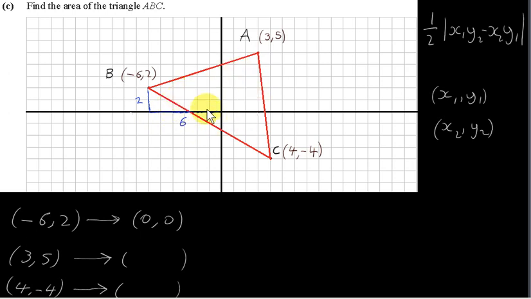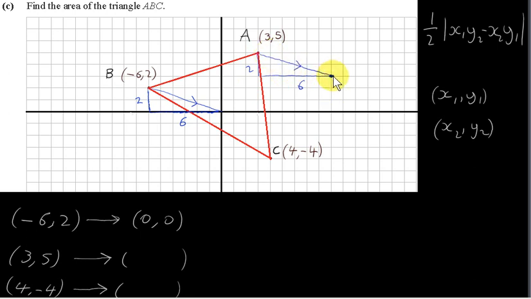So I'm going to use the diagram to translate this triangle. So this arrow represents the translation. Minus 6, 2 goes to 0, 0. So we need to move A and C under this translation. So we need to move A down 2 units and to the right by 6 units. So A is going to end up here.